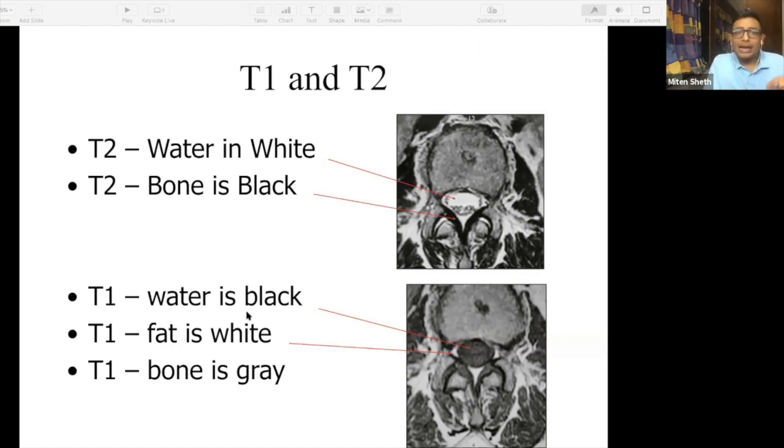And in a T1 weighted image, your water is going to look black in color, whereas the fat is going to look white in color. This is the most important thing you have to understand for T1 and T2 weighted images, and you'll start following everything through. So basically, water appears white in T2 and black in T1, and fat appears white in T1. These are the two basic things to understand, and then I will proceed further.